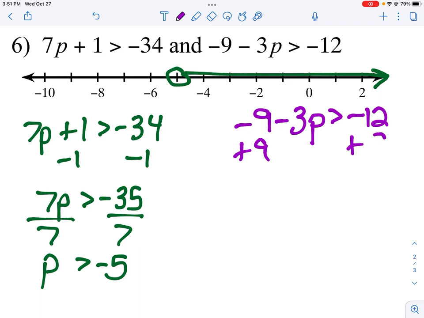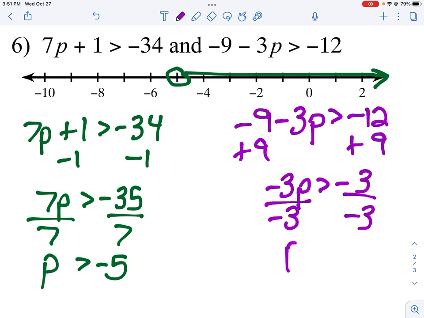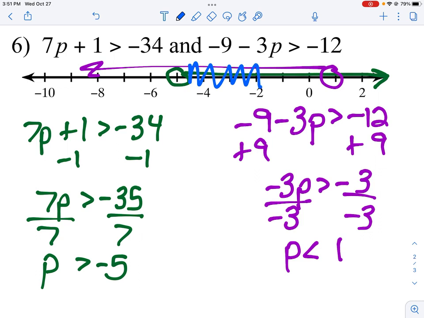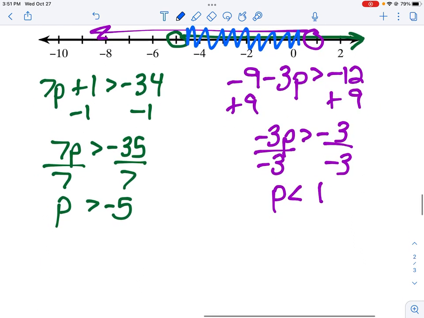Add 9. We're dividing by a negative in this case, so don't forget to flip. And your answer is where they overlap. And then don't forget to put those two answers together. So p is greater than negative 5 and p is less than 1.